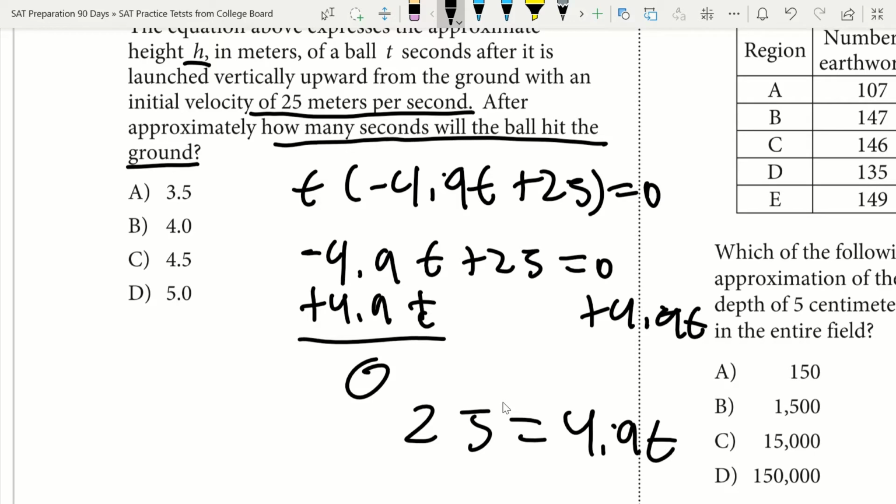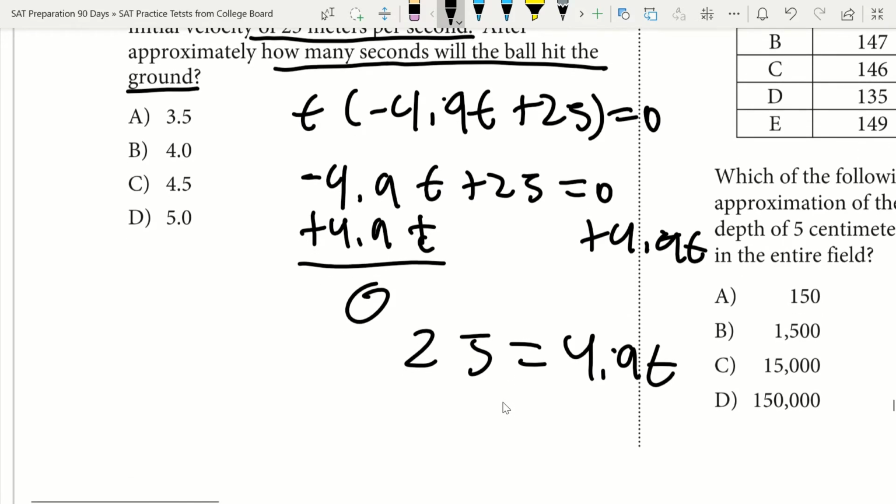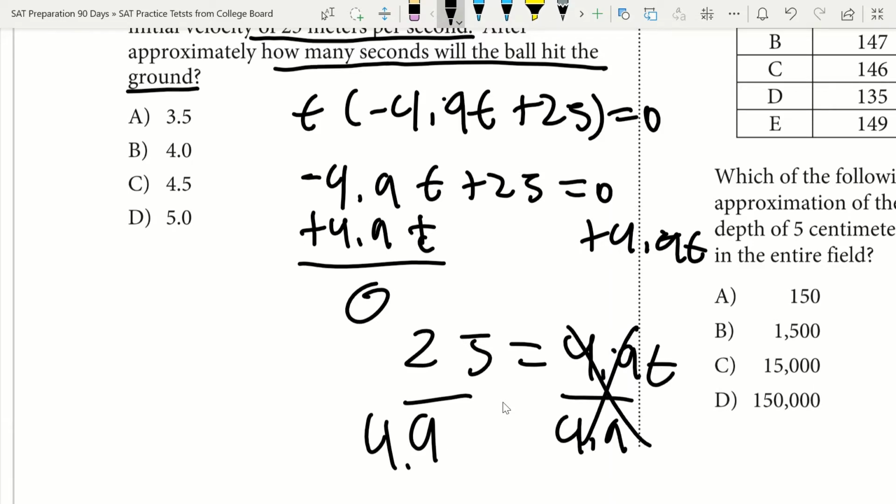We divide each side by 4.9. Okay, and we see that t is going to equal 25 over 4.9, which we know is going to be about 5. So our answer there is going to be D, because that's going to be approximately 5, right? So I'll do my approximately sign for that equal sign. It's going to be approximately 5.